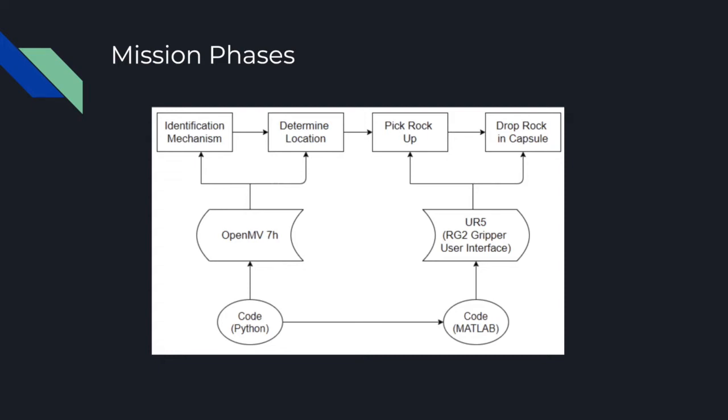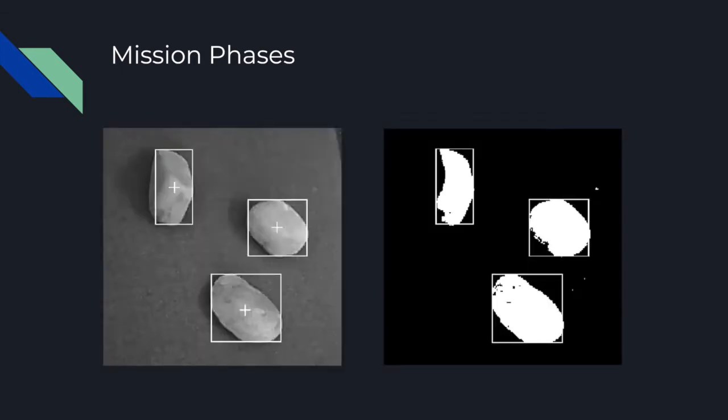MATLAB then transforms the received data into actual positions of the rocks and sends commands to the UR5 arm based on those locations. The UR5 arm will then move to those positions to collect the rocks and place them into a tray capsule one by one.